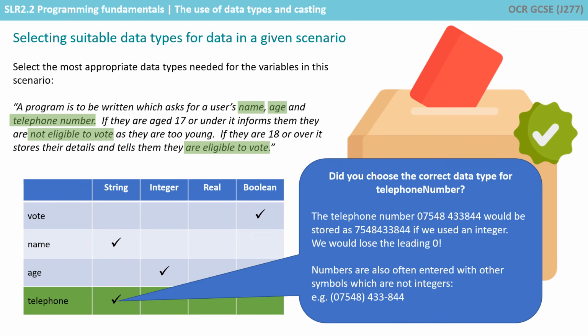Well, the answer comes down to the nature of a telephone number. Most telephone numbers start with 0. For example here, 07548 433 844. If you asked the computer to store that as an integer, it would lop off the leading 0. And of course this would no longer be a valid telephone number. Numbers also are often entered as telephone numbers with symbols. So people will sometimes go brackets 07548 brackets 433-844. And of course again, integers only support whole numbers. So this is why telephone numbers should always be stored as strings.